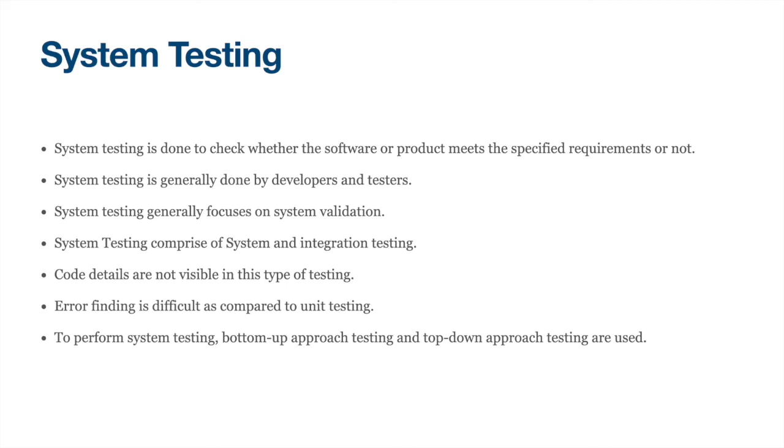Compared to unit testing, yes, error finding is difficult because you are dealing with many components, many cogs of the system. You need to perform various kinds of validations, corner cases, edge cases. You need to go for negative testing and exploratory testing also, to find the errors. So it's not the easiest way of finding defects or bugs in the system. To perform system testing, we need to follow a bottom up approach or top down approach.